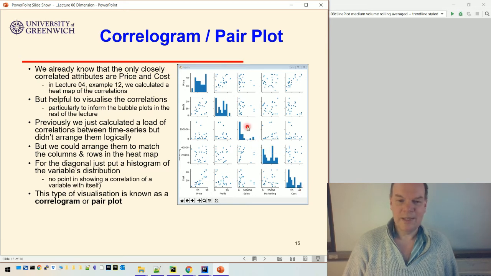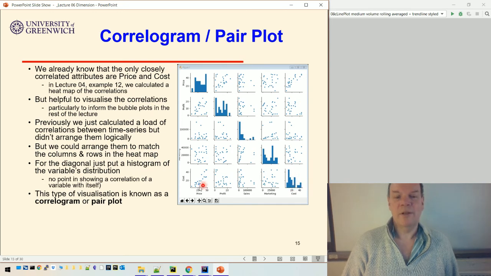Remember, that's telling us that most of the products are clustered down here in terms of sales. Most of the products have very low sales, but there's just a few up here which are the high volume ones. That's the marketing cost, and that's a histogram of the costs.